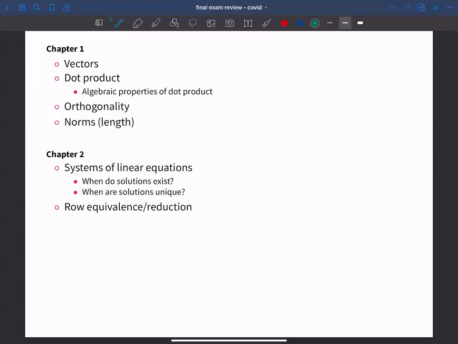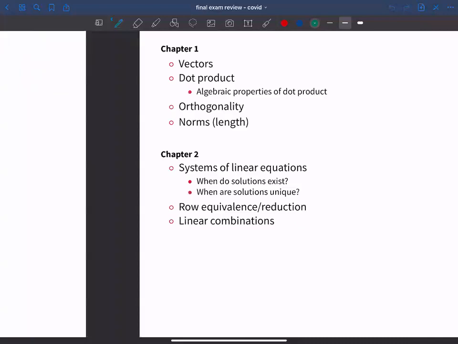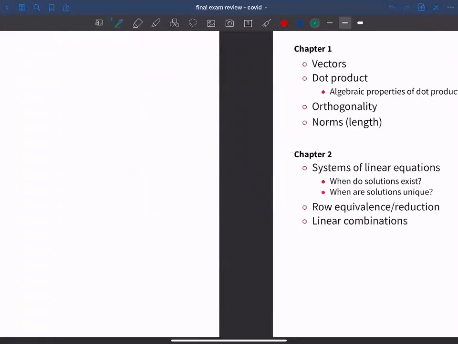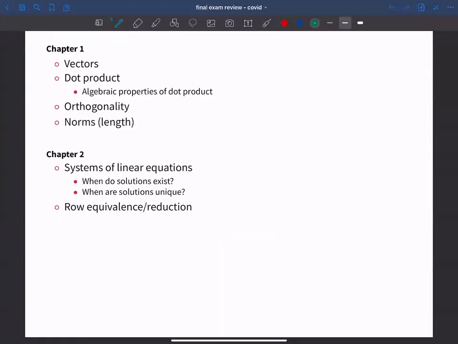One of the key tools for studying systems of linear equations is row equivalence and row reduction. We do row equivalence and row reductions in order to take a system of equations that might look very complicated and boil it down to something that's easier to solve, or put it into row echelon form or reduced row echelon form.